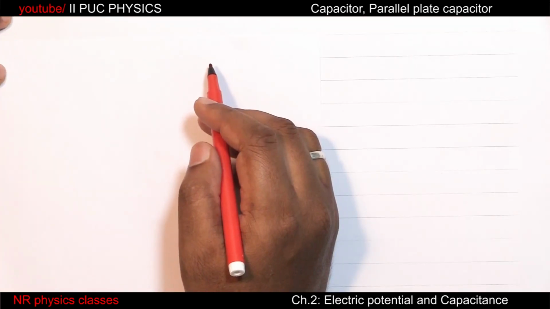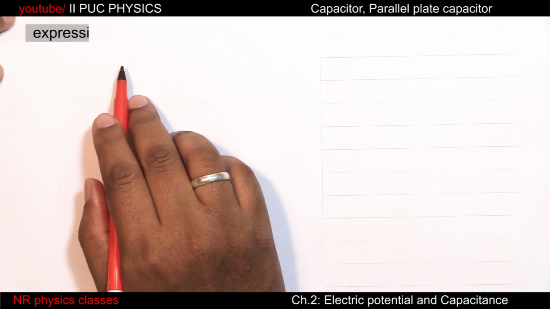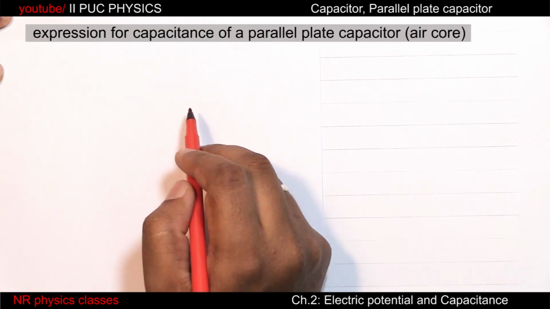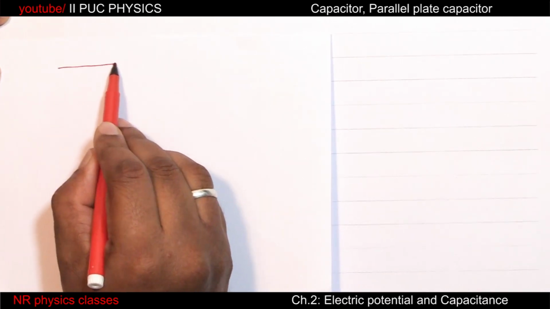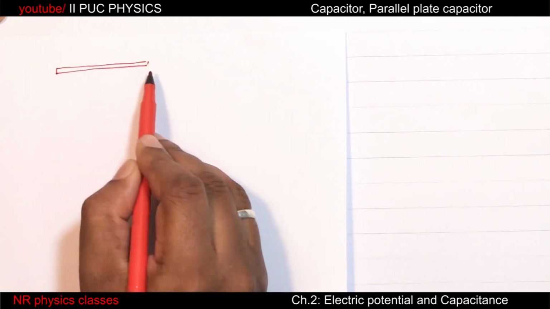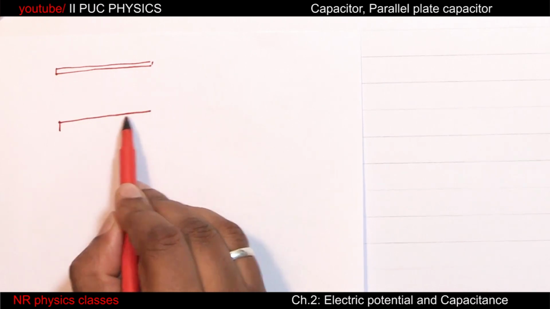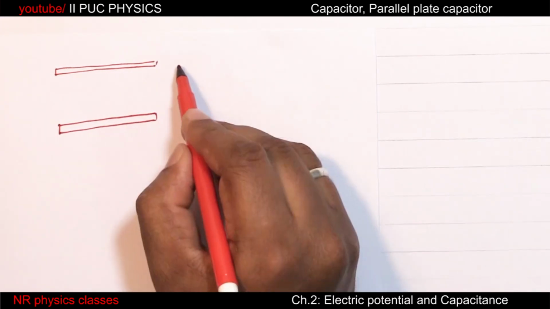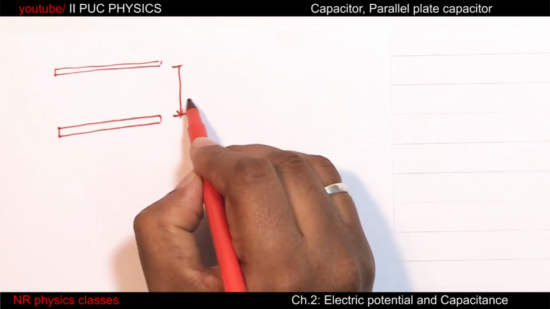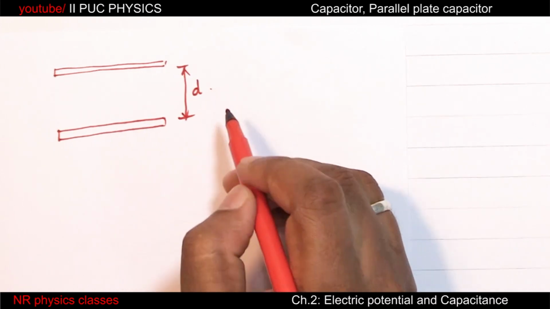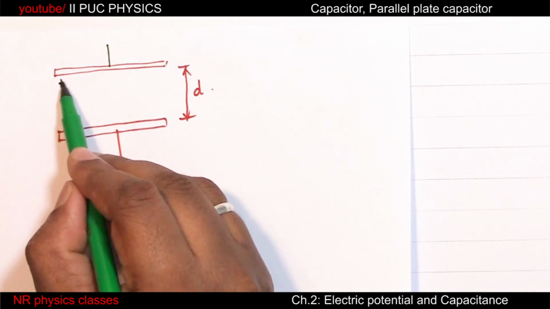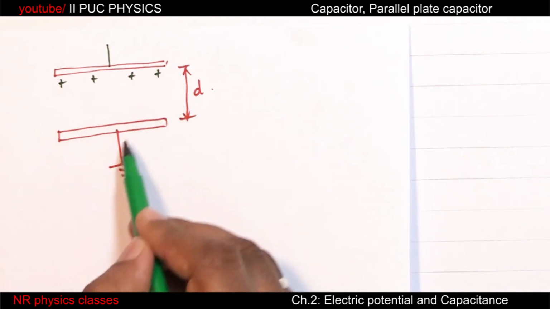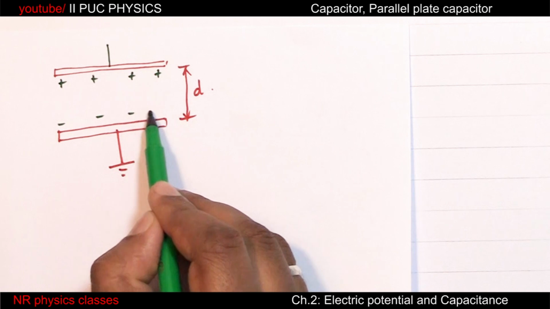Let us derive an expression for the capacitance of a parallel plate capacitor. This is a plate. This is the second plate. These two are identical plates separated by some distance d. One of the plates is connected to ground. If charge is given to one plate, equal and opposite charge is induced.